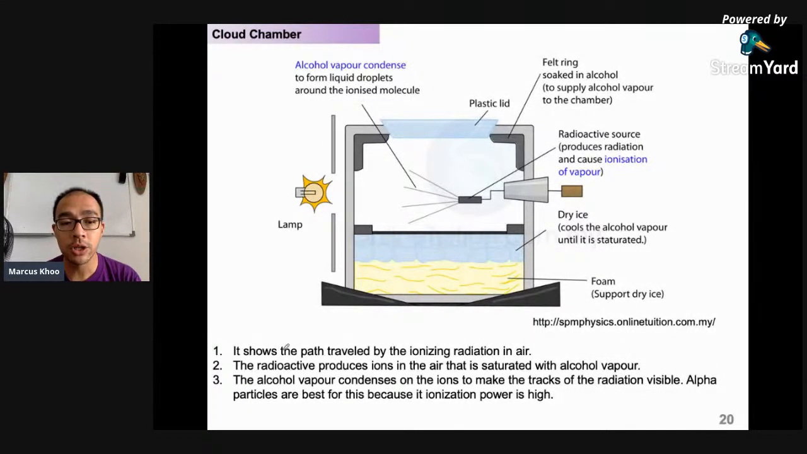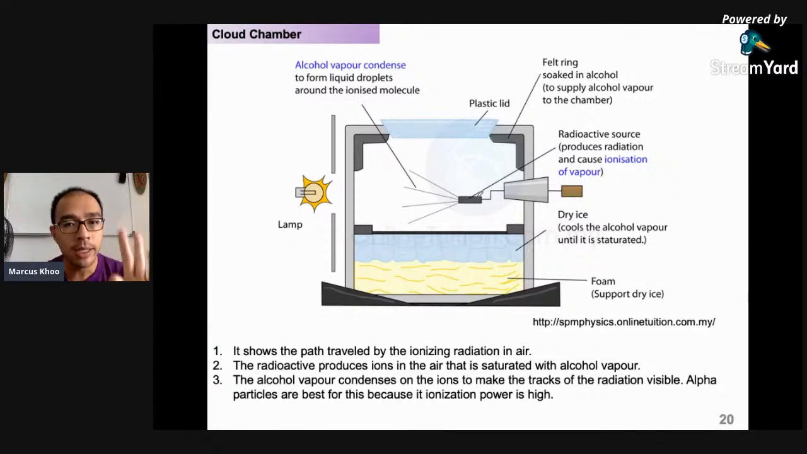So I'm just going to read this. It shows the path traveled by the ionizing radiation in the air. The radioactive source produces ions in the air that is saturated with alcohol vapor, so the alcohol vapor condenses on the ions to make the tracks of the radiation visible. Alpha particles are the best because the ionization power is high.